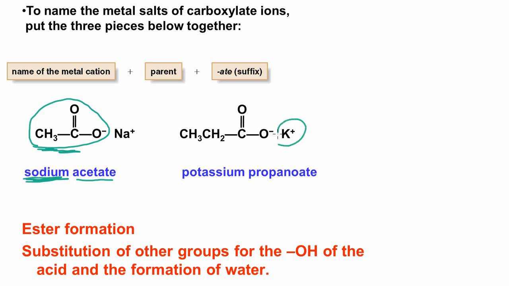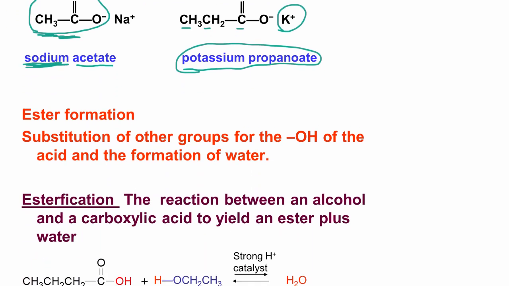This one here, we have potassium, and this is a 1, 2, 3. That's from propanoic acid. So minus the hydrogen, it's a propanoate. So this would be potassium propanoate. So you want to practice some of those as well.